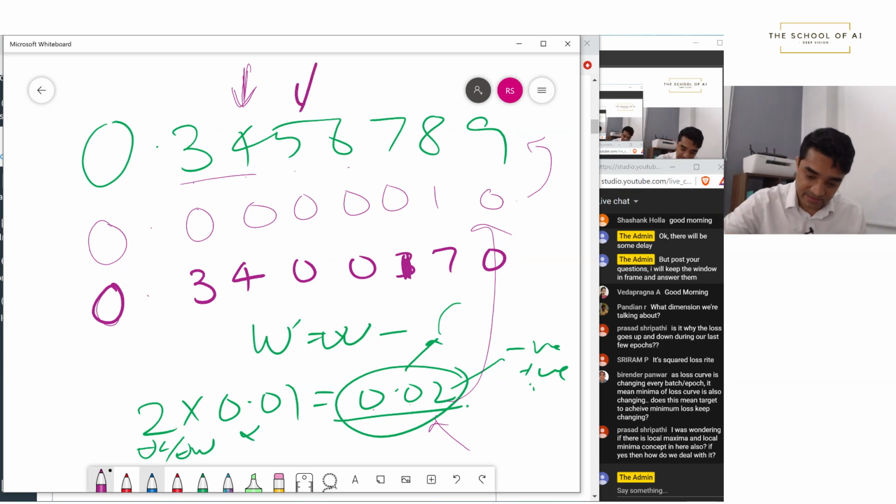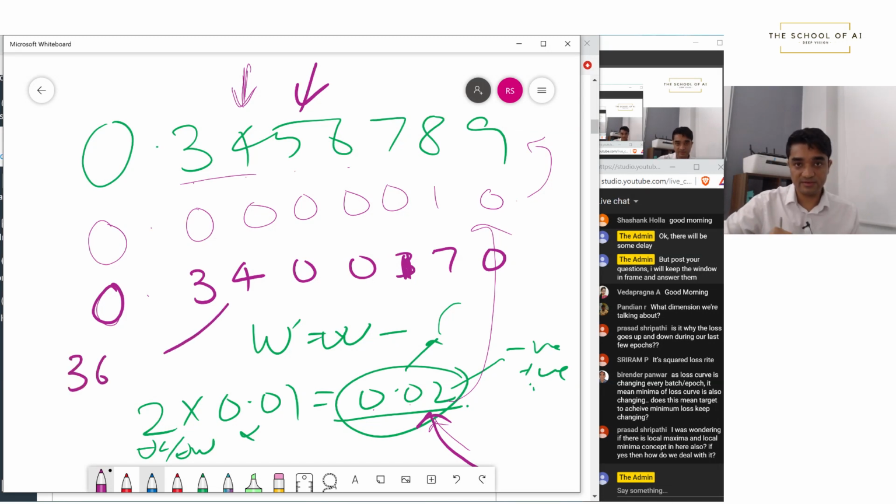Now, what about this digit? I can never fix that digit now. Why can't I ever fix that digit? Because my updates are always going to be in 0.02, because I'm using a fixed learning rate, which means my next update is going to make this 0.34 into 0.36. And the next update is going to make this 0.34 again. You see, I can never fix this digit because my updates are coming at the rate of 0.02.